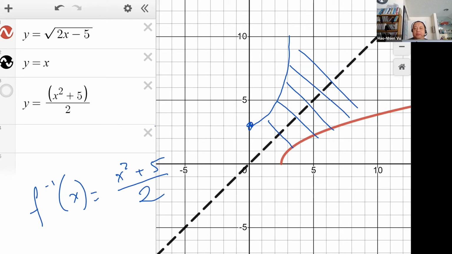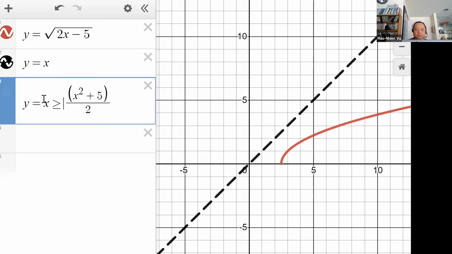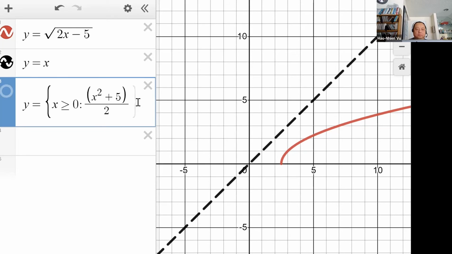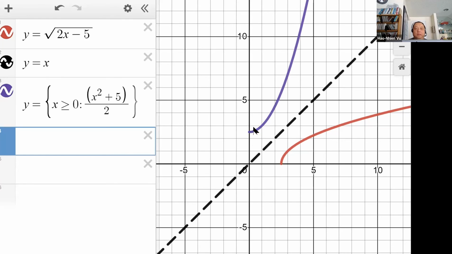So let me put that in. If I only put in the part that x is greater than 0, then yes, I do have the mirror image. If you tilt your head 45 degrees and you look at it, then you see that they're symmetric. So you're thinking, well, that's kind of tricky. How am I supposed to figure that one out?